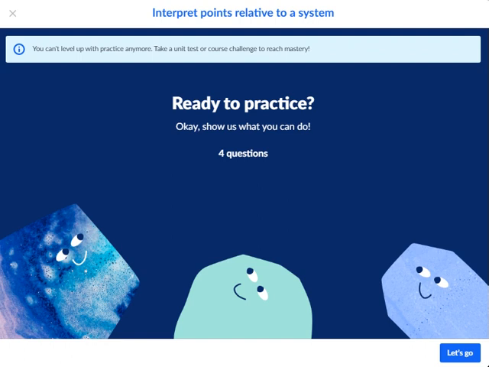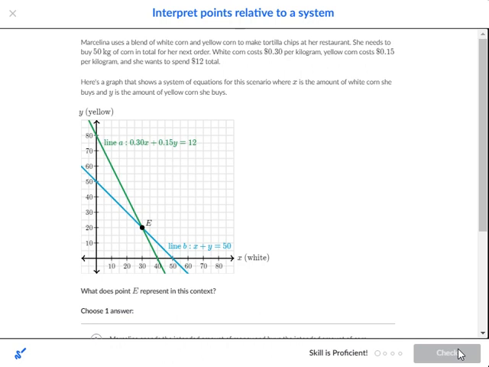Interpret points relative to a system. Okay, Marcellus used a blend of white corn and yellow corn to make tortilla chips at her restaurant. She needs to buy 50 kilograms of corn in total for her next order. The white corn costs 30 cents per kilogram, yellow corn costs 15 cents per kilogram. She wants to spend $12 in total.